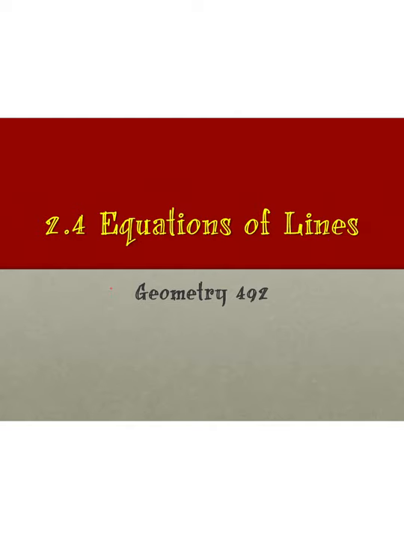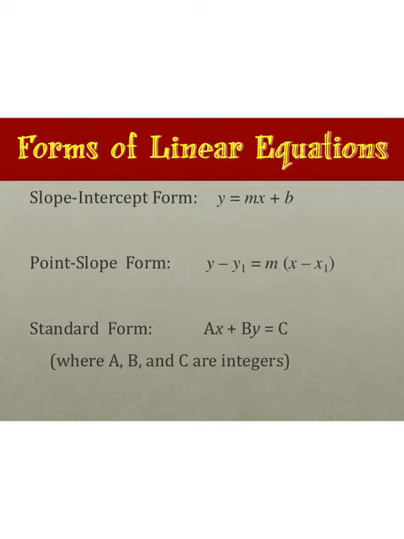Through an infinite amount of points. So we have three different forms of lines that we use. The first one is the most popular one. It's slope-intercept form, y equals mx plus b.